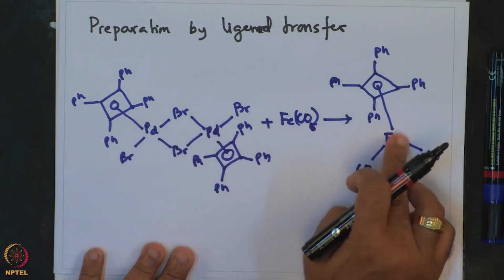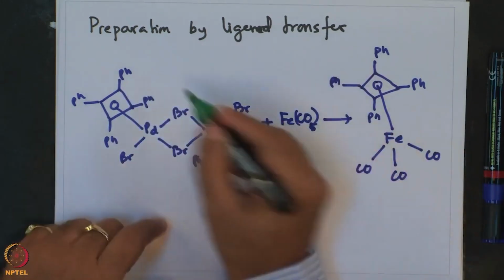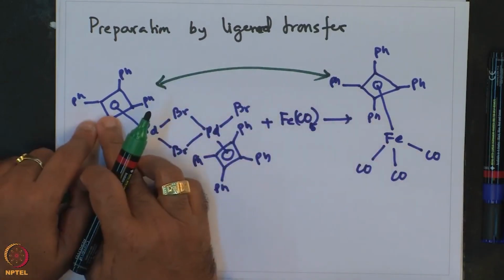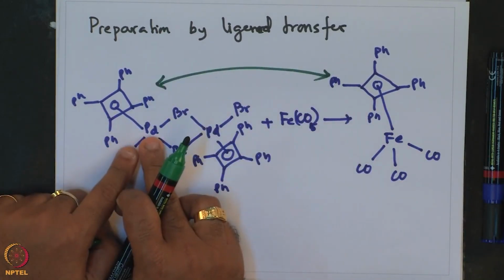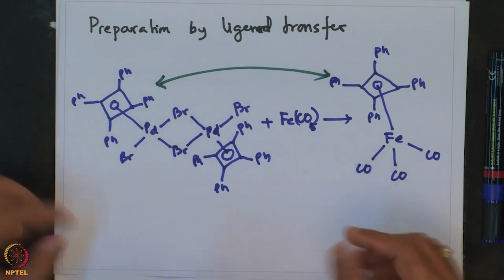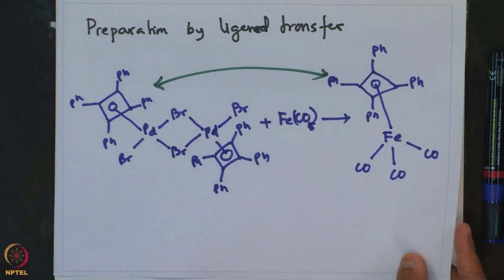from palladium to iron, as if this is a lateral gliding or transfer of the cyclobutadiene ligand from one metal, which is palladium, onto another metal, which is iron. So, this can be perceived as a ligand exchange reaction, and also a very useful method for producing these metal cyclobutadiene complexes.